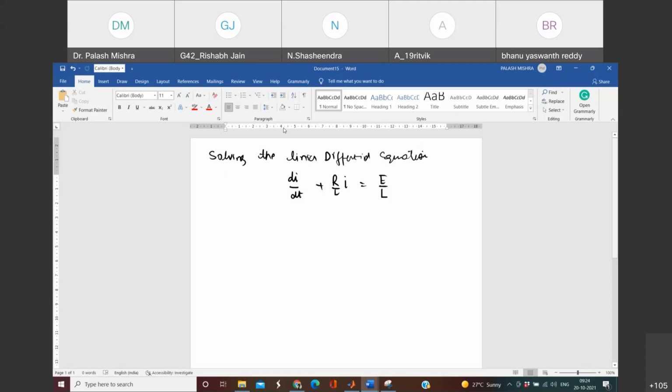This you can write as dy/dt plus a times y equals some function x(t). This equation you can write like this, in general terms. Okay. Where x(t) is known as the forcing function.